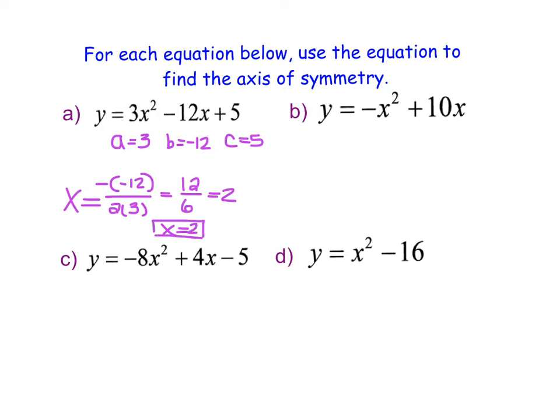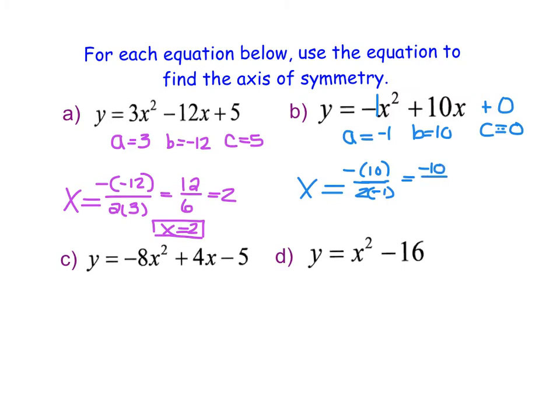Now if I look at my second example, I see that I have an a value that is equal to, in this case, -1, a b value equal to 10, and there's really a +0 here, so I have a c value equal to 0. So now I have x is equal to -b divided by 2 times a, which is -1. So I have a -10 over a -2, which gives me 5. So my axis of symmetry here is x is equal to 5.